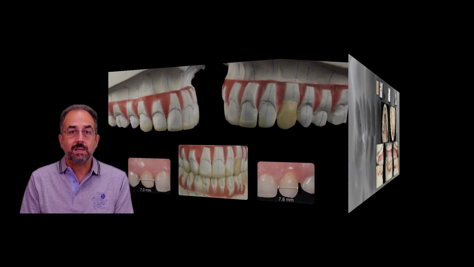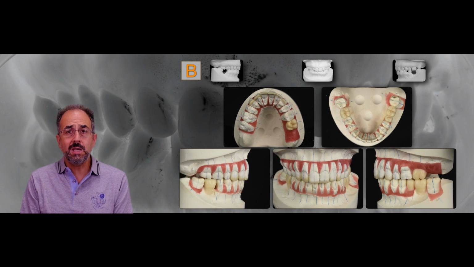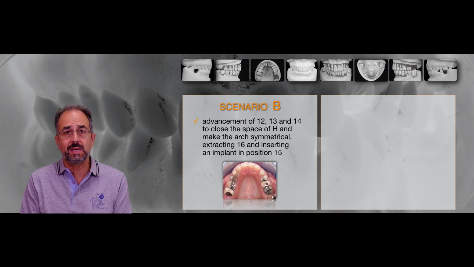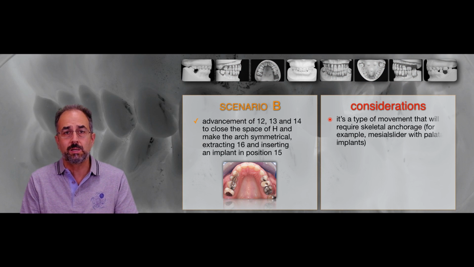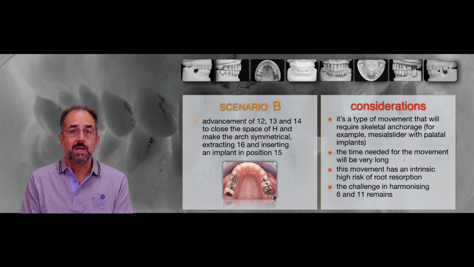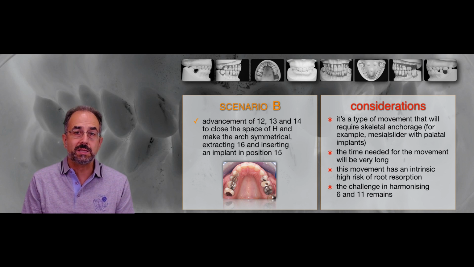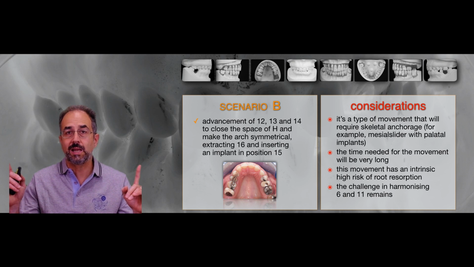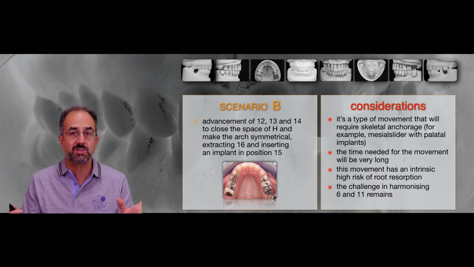Scenario B, instead, is the scenario where we extract the baby canine and then we move mesially the posterior teeth on that side. It's certainly a type of movement that is difficult to carry out. It requires skeletal anchorage and it takes a long time. And also there is a high risk of root resorption. And still, I keep the canines in the lateral incisor position. I still have the same challenge.